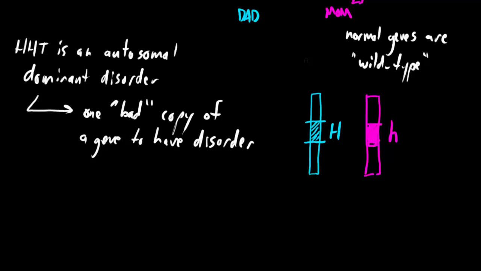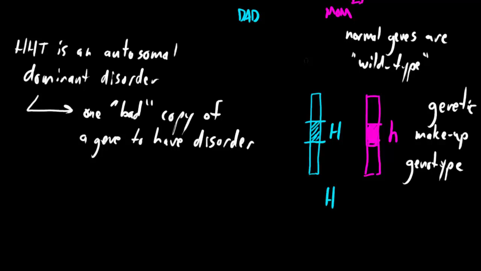Whenever we talk about the genetic complement, genetic makeup of an individual, we say that is their genotype. So in this case, the genotype we can simply describe as being big H, little h. That is the genetic complement. That's what copies of this particular gene they have.